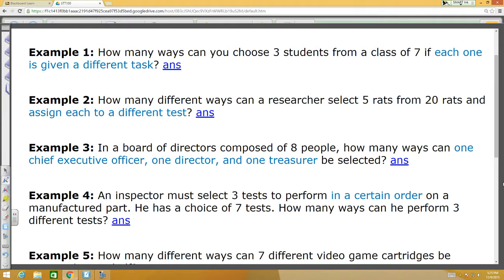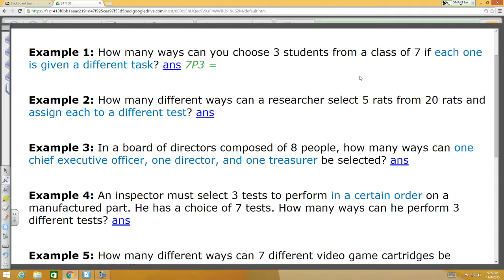So that means the first one will do something, second one will do something, third one will do something different, different jobs. So that means the order of the selection is important. So it will be 7P3. Okay? Clear that? Why? So it's like selection followed by arranging.